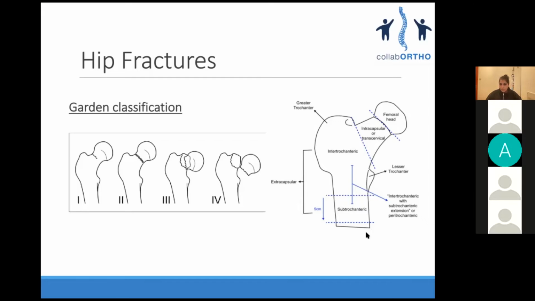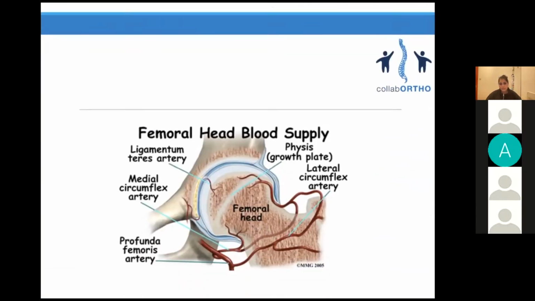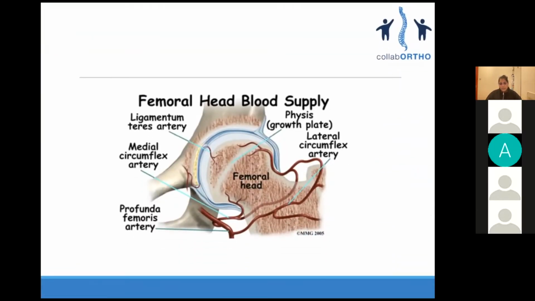Alongside the classification, you want to know where the fracture is. Most importantly, what you need to know is whether it is an intracapsular fracture, so anything above the intertrochanteric line, where my cursor is, or an extracapsular fracture, so anything below the intertrochanteric line, because that does change your management. Important to know the femoral head blood supply. Does anybody know why, and how does that determine your management?